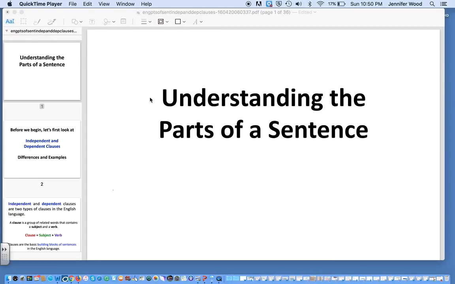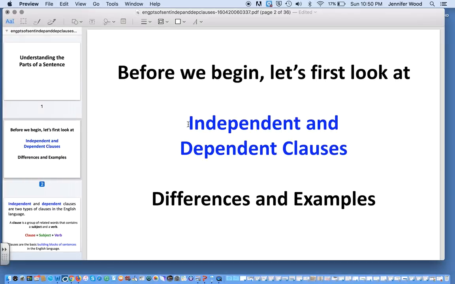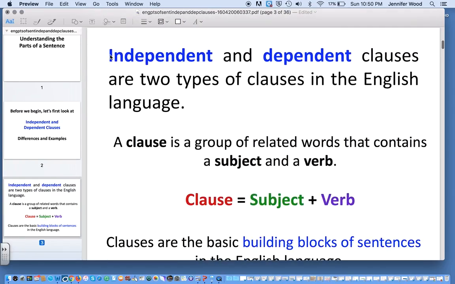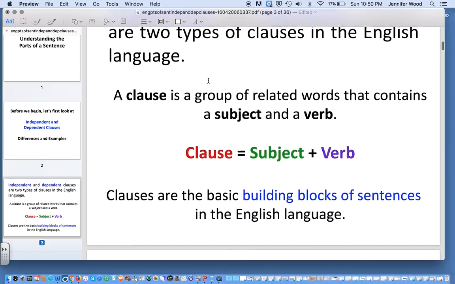Today we're going to talk about the parts of a sentence, but before we really understand punctuating and building on sentences, it's important to know the building blocks. So last week we talked about phrases and clauses, and today we're going to talk about independent and dependent clauses. They are two types of clauses in the English language.